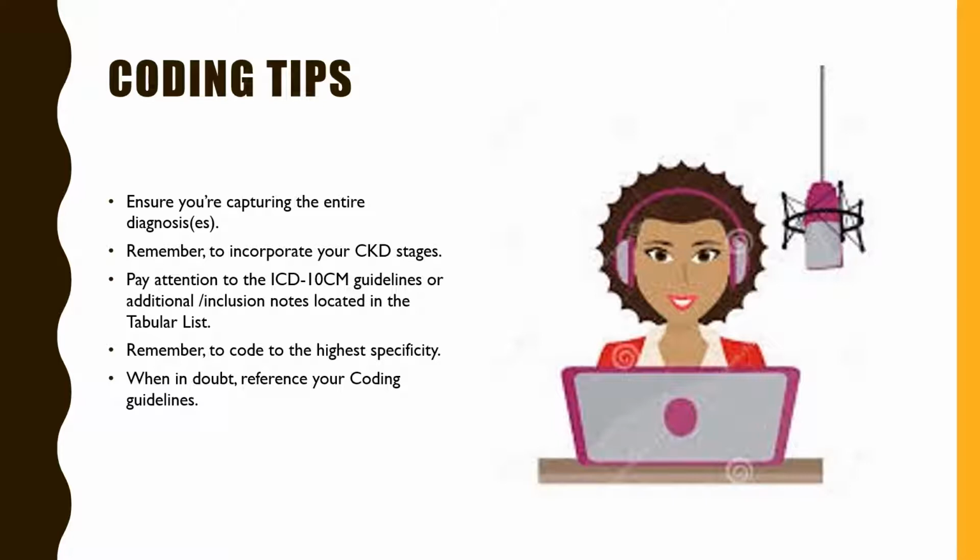So with our coding tips, our first one, we want to ensure that we're capturing the entire diagnosis. With hypertensive heart disease as well as chronic kidney disease, we want to ensure we're capturing the entire diagnosis and not just one or the other. Secondly, remember to always incorporate your CKD stages. Again, when you're coding hypertensive heart disease along with chronic kidney disease, the guideline further states that we are to assign the CKD stages. Thirdly, pay close attention to your ICD-10 coding guidelines, as well as the additional or inclusion notes located in the tabular list, which is located in the back of your ICD-10 book.